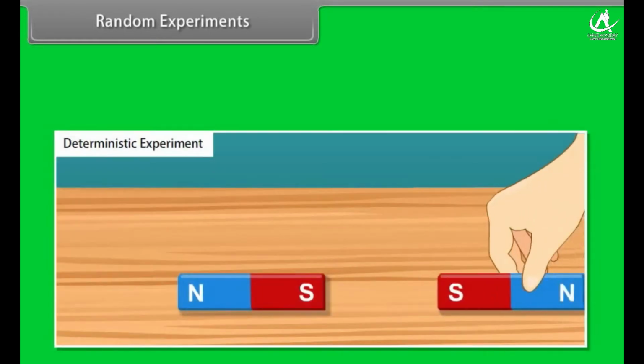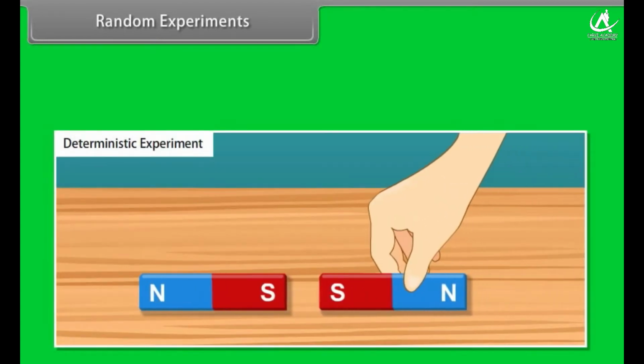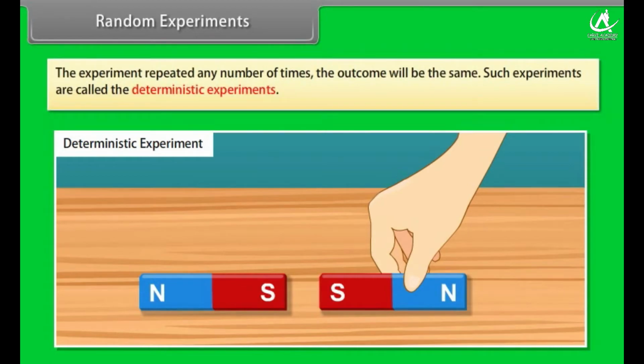Random experiments. In our day-to-day life, we perform experiments like bringing two like poles of magnets near to each other. We know that the above experiment may be repeated any number of times. The outcome will be the same.